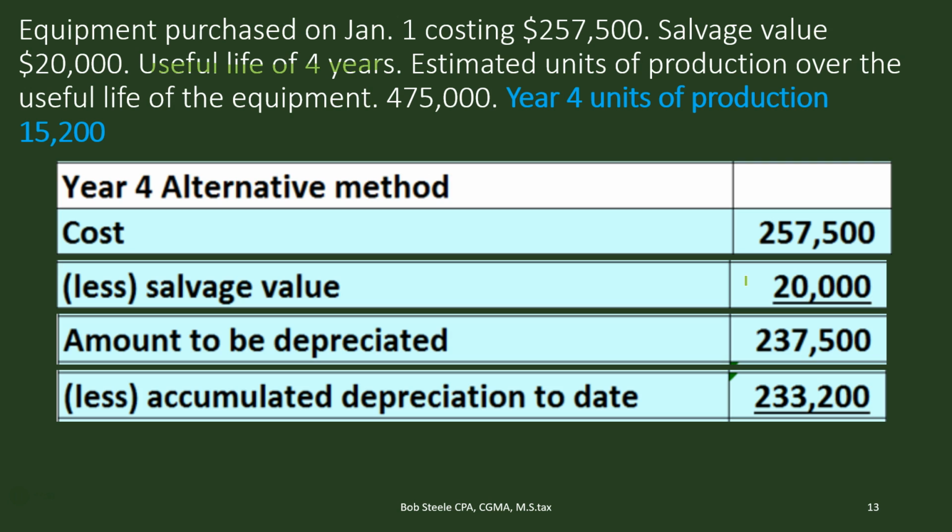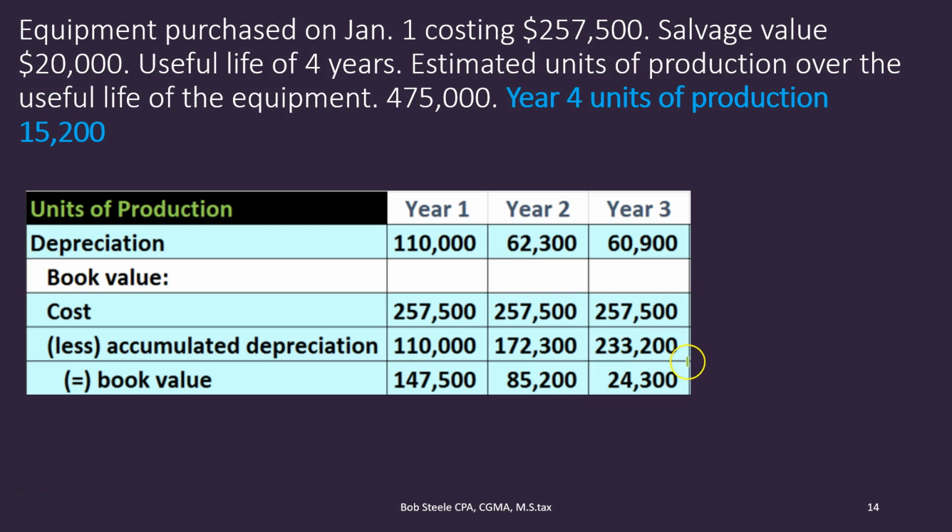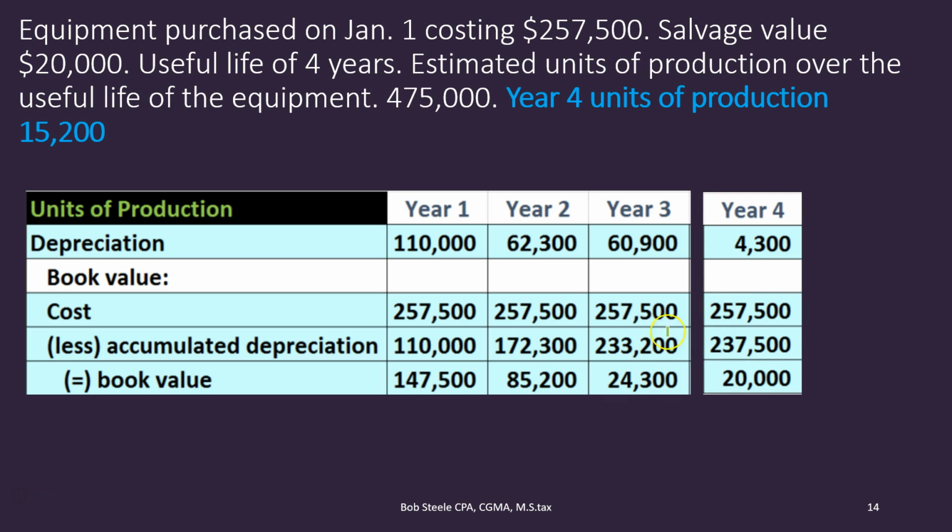So then we're going to subtract out the accumulated depreciation that we have accumulated to date. Up through year 3 in this case, we already have an accumulated depreciation before recording depreciation for year 4 of 233.2. Therefore, we need another 4,200 in year 4 so that we stop exactly at the point at which the book value will be calculated to be 20,000. Let me show you what I mean on the table. Here's where we left off last time. Notice the book value last time was 24.3, and this time we need to depreciate that 4,003.